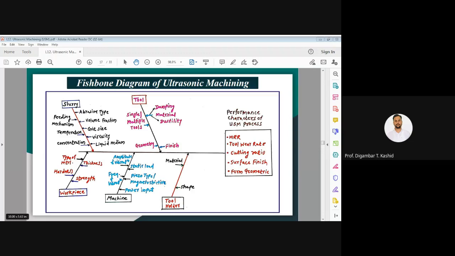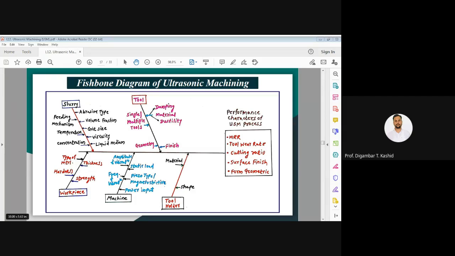Correct, I repeat once again. Depending on the hardness of the workpiece material, you have to select the type of abrasive particle. Okay, so hardness is what we need to consider for the type of workpiece material.